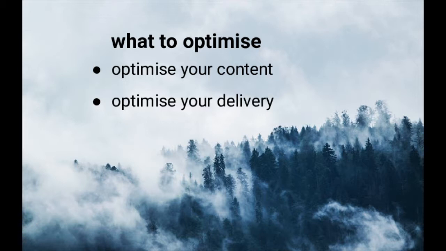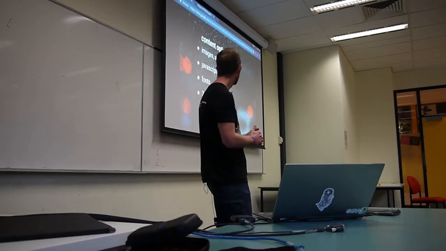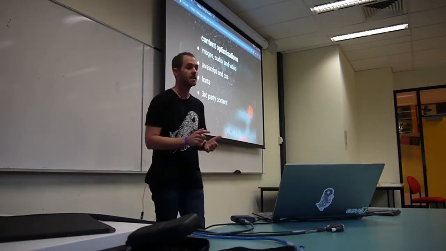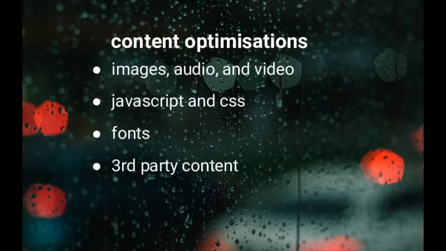So how do we get better at this? We optimize. The two things that you can generally optimize are the content, and you can optimize the delivery. What should we optimize for the content? The images are generally the biggest win. Over half of the average web page's weight at the moment is taken up by images. There's a lot you can do to fix this. This is where you generally see your really big wins.